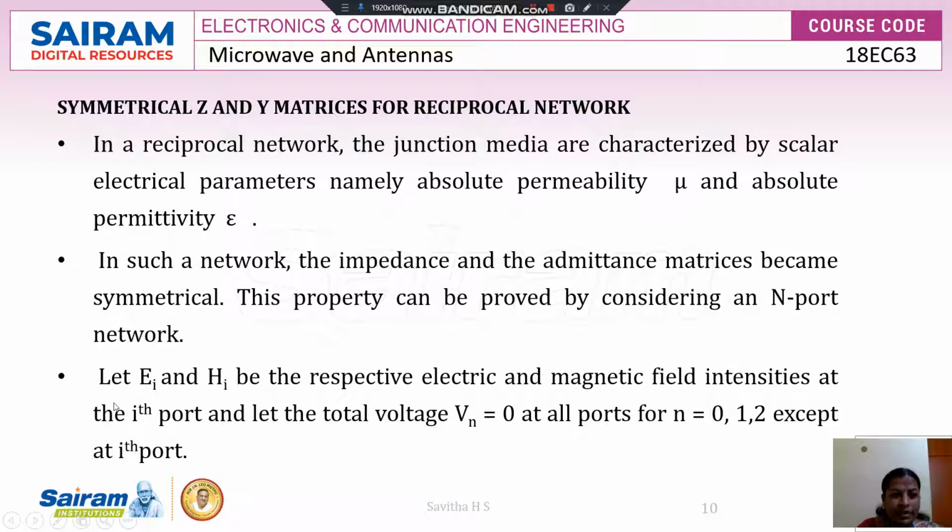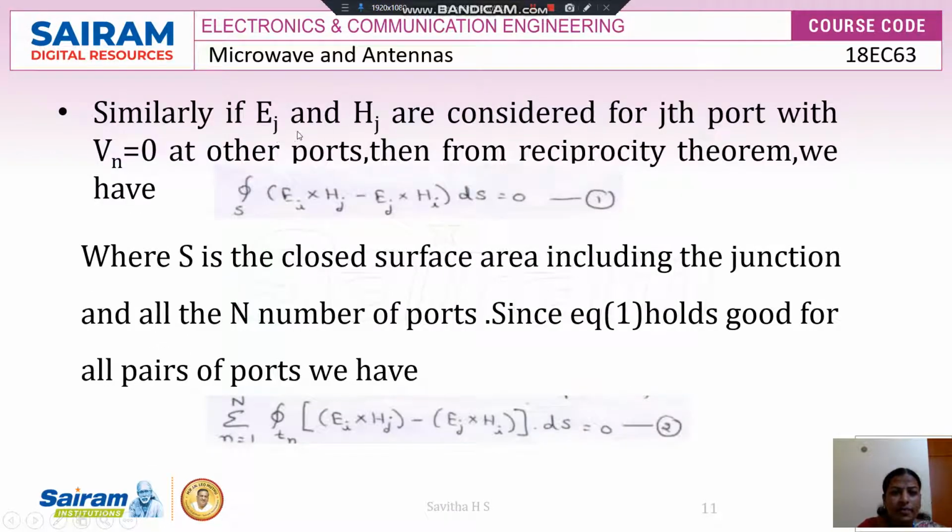Now we'll consider the electric and the magnetic field. Ei and Hi are the respective electric and magnetic field intensities at the ith port. Let the total voltage Vn be equal to 0 at all the ports, for n equal to 0, 1, 2 and so on, except at the ith port. Similarly, we consider Ej and Hj for the jth port, with Vn equal to 0 at all other ports, that is, when n is equal to 0, 1, 2 and so on, except at the jth port.